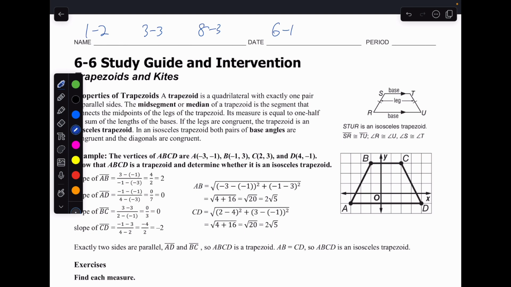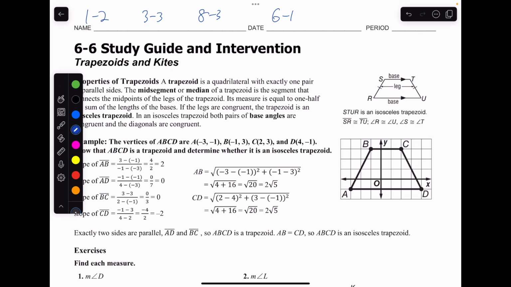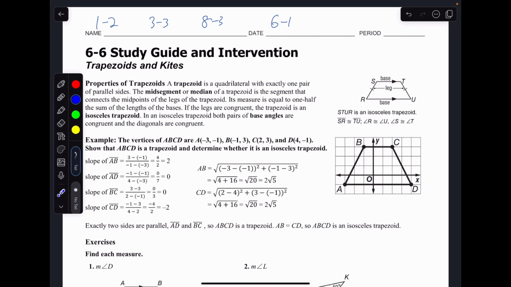So for this one, we're gonna do a little bit of reading here before we begin. And so here we are, and it says properties of trapezoid. A trapezoid is a quadrilateral. That means when you add all the inside angles, it's going to be 360, with exactly one pair of parallel sides. And then the midsegment or median of a trapezoid is the segment that connects the midpoints of the legs of the trapezoid.